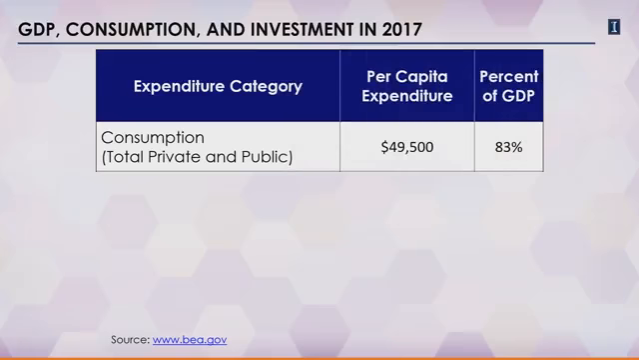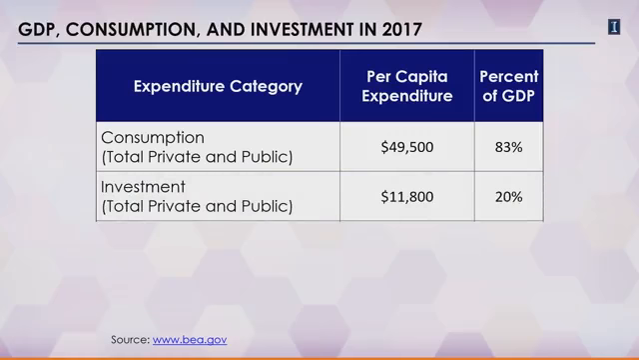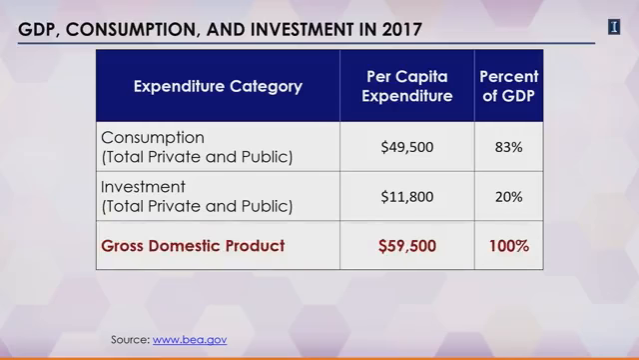2017. In that year, consumption, total private and public, was $49,500, roughly 83% of US GDP, or per capita GDP. Investment was $11,800, total private and public. It was roughly 20% of GDP. And the GDP per capita itself was $59,500, which is 100% of GDP per capita.